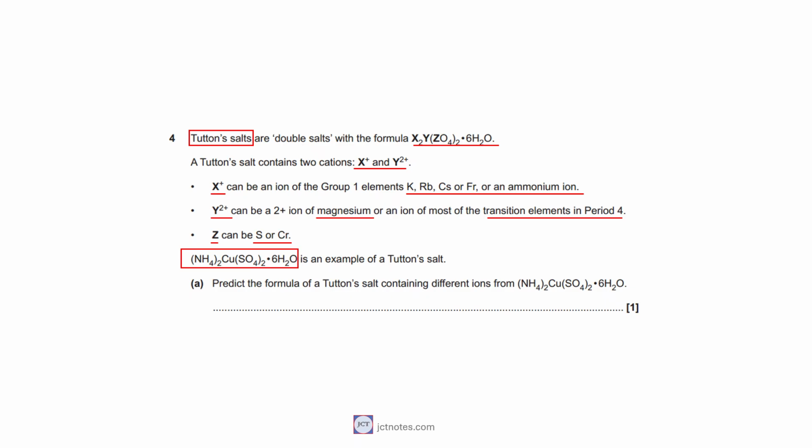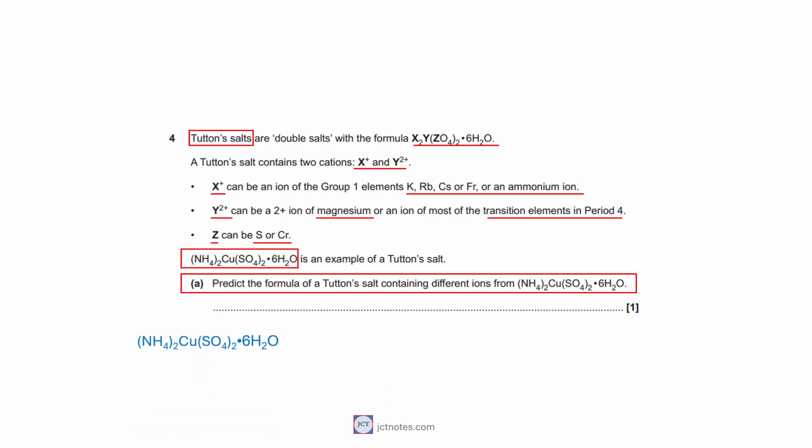In Part A, we are asked to predict the formula of a Tutton salt that contains different ions from those in ammonium copper sulfate. In the formula for ammonium copper sulfate hexahydrate, we can replace the X+ ion, the ammonium ion, with potassium, rubidium, cesium, or francium. I will choose potassium, although any of the four options would be acceptable.